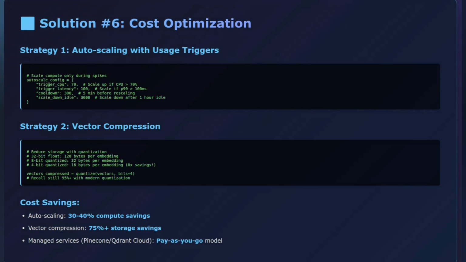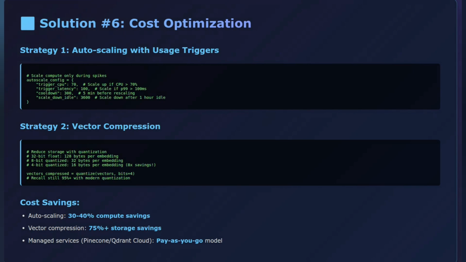Strategy 1. Auto-scaling. Scale compute up when you need it. Scale down when idle. You only pay for what you use. Strategy 2. Vector compression. 32-bit float per vector is massive. Quantized to 8-bit, 75% savings. Quantized to 4-bit, 87.5% savings. Modern quantization techniques maintain 95% accuracy while using 1/8 the storage.